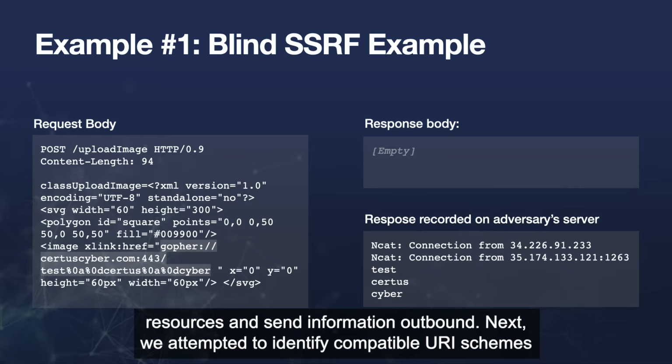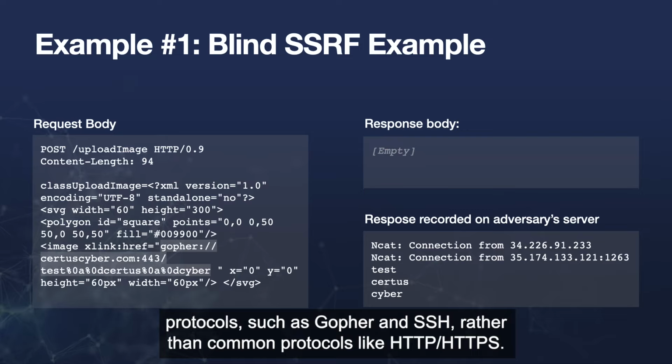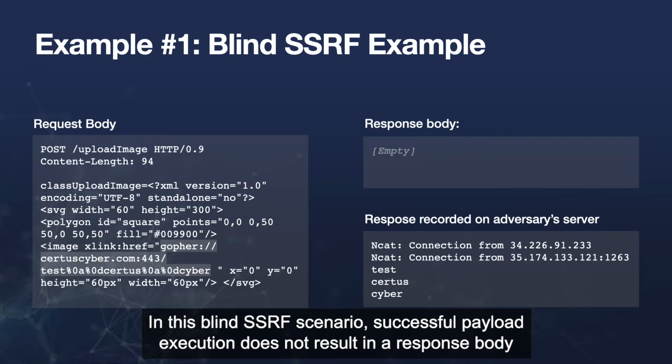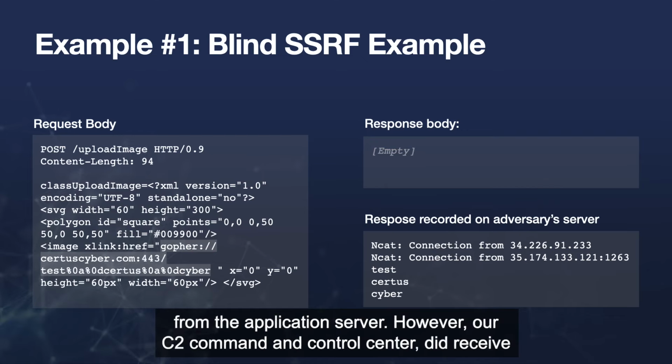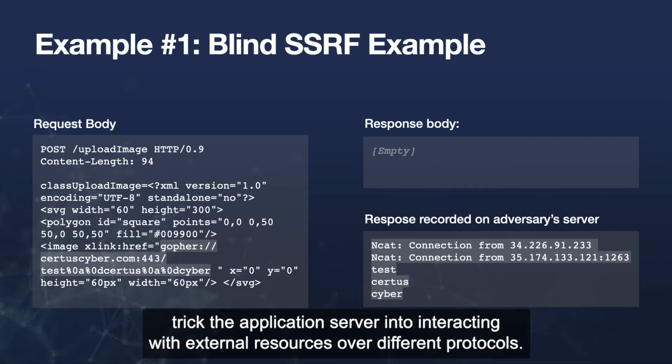Next, we attempted to identify compatible URI schemes to interact with our command and control center, which is an external resource, using different protocols such as Gopher and SSH, rather than common protocols like HTTP and HTTPS. In this blind SSRF scenario, successful payload execution does not result in a response body from the application server. However, our C2, Command and Control Center, did receive communication back from the application server. This meant that we were able to successfully trick the application server into interacting with external resources over different protocols.